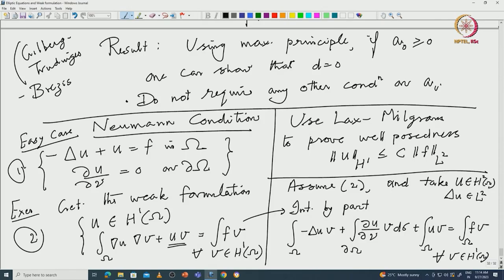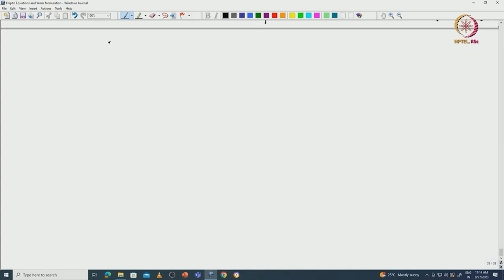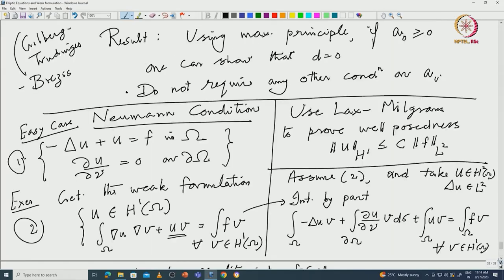Okay. Since it is true for all v in H1(Ω), the above equality is true for all v in D(Ω), which we have done earlier also. That is, once you have it for all v in D(Ω), when you take a v in D(Ω), this term will disappear.